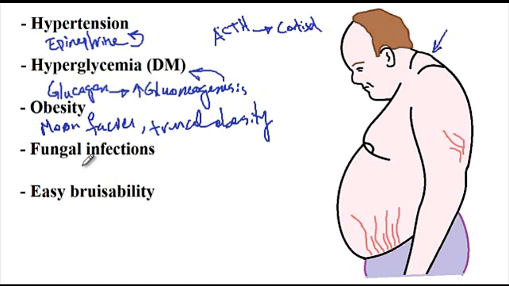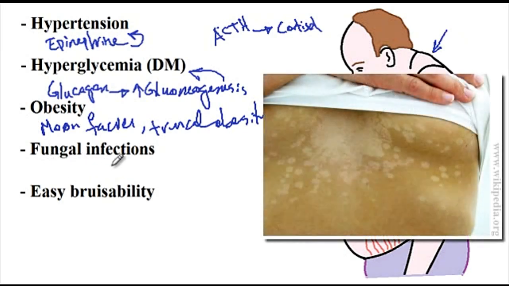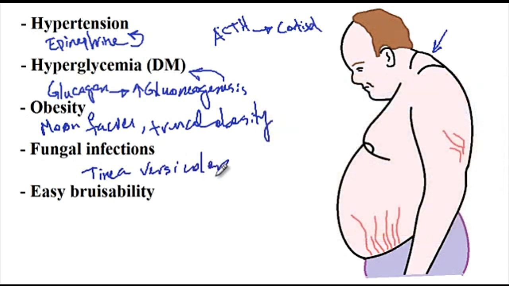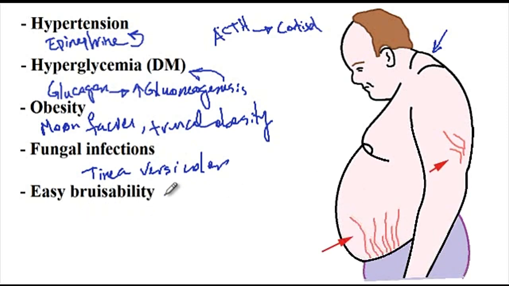Other findings seen with cortisol are immune suppression, as a consequence of which there is an increased risk of fungal infections, particularly with Tinea versicolor. There is also thinning of the skin, as well as easy bruisability, which is attributed to the loss of the subcutaneous connective tissue as well as the subcutaneous fat, as a consequence of which these patients can easily develop bruises upon injury. Other findings seen from a combination of skin changes as well as obesity are stria.